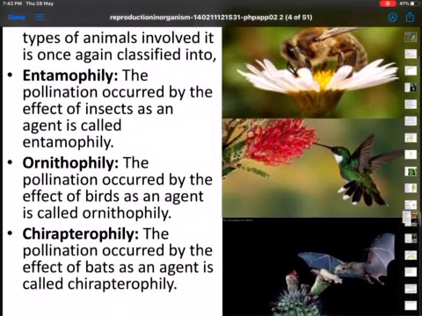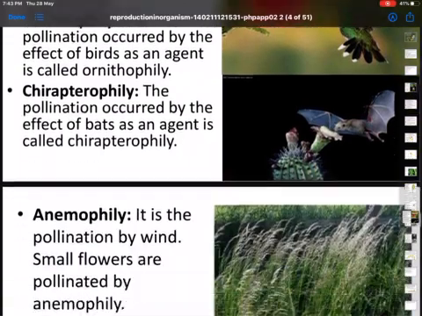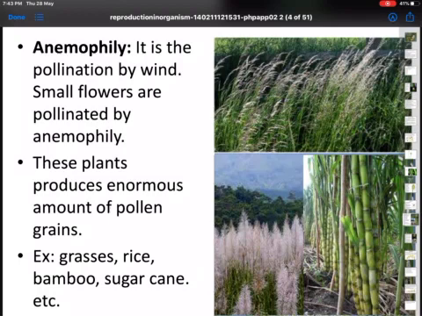Chiropterophily. The pollination here takes place with the help of bats. So remember for your UPSC exam and other exams, chiropterophily. The agent here is bats, and bats will help in transferring pollen grains from anther to stigma. Next, anemophily is the pollination by wind. Small flowers will get carried and the pollination takes place through anemophily.